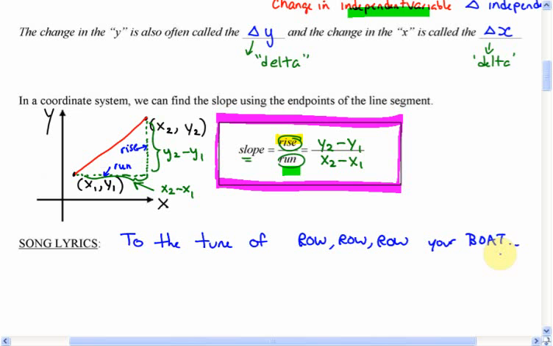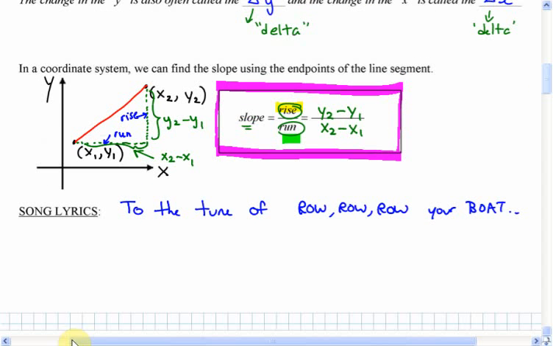What? Let's do it again. Let's write down the lyrics first, and I'll teach it to you again. See? Math and music, they go together. Here we go. Stop laughing. This is serious.